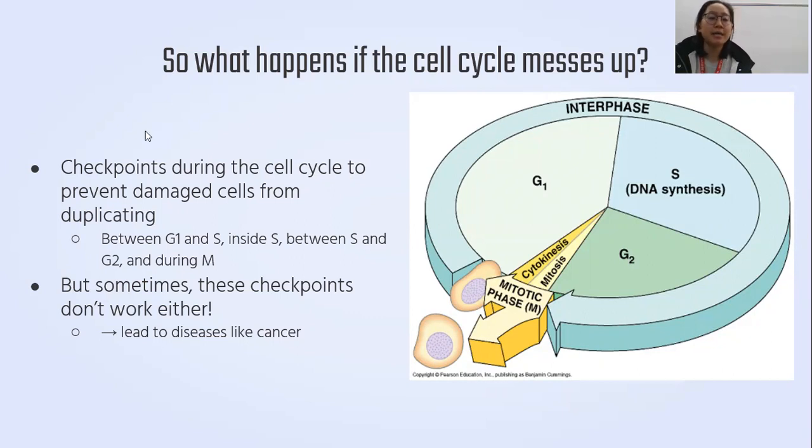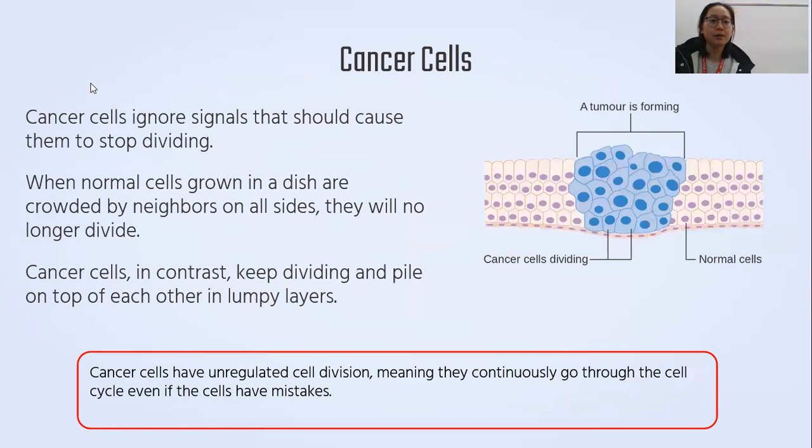And it happens during the beginning of mitosis to check if chromosomes are aligned properly in the middle so that they are going to get separated equally into each new nucleus. Sometimes these checkpoints don't work either. And you get issues like cancer where the cell just divides uncontrollably and you get tumors that then spread and become cancerous. So it can be really bad if the cell cycle messes up, right?